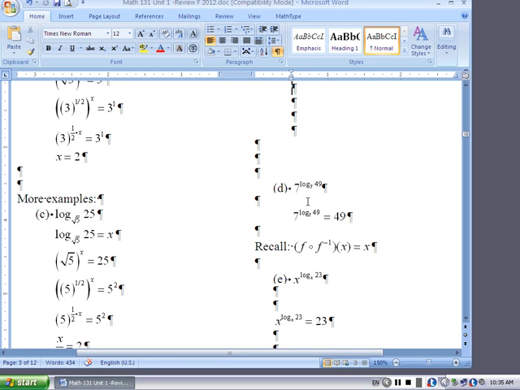If you look at this, okay? Composition of inverses will get identity. Does it make sense? Okay?